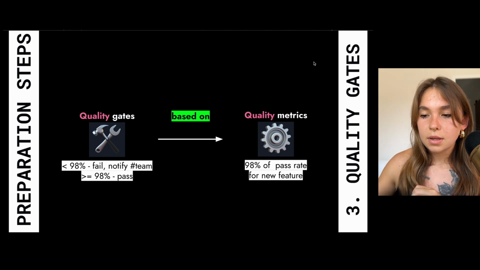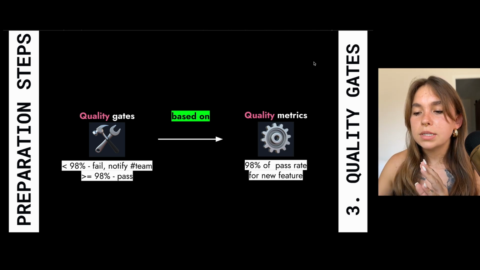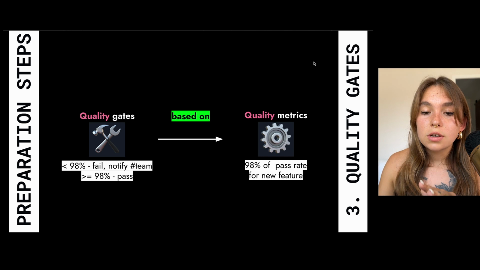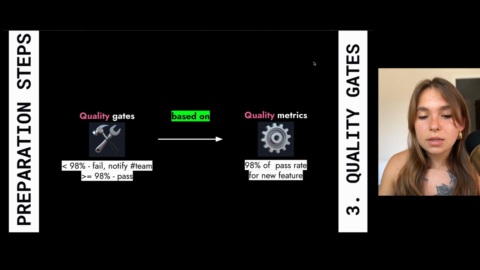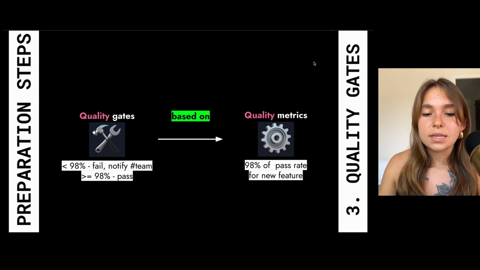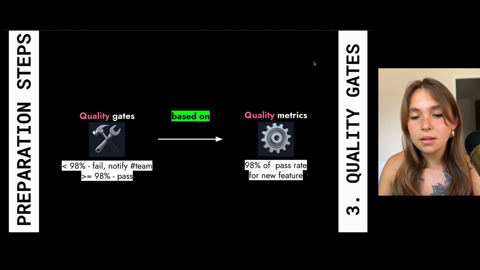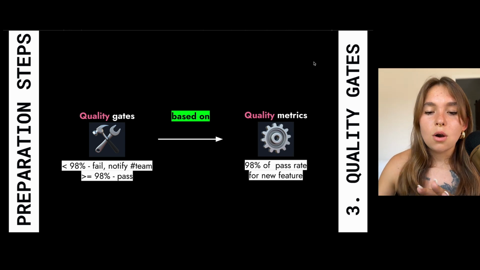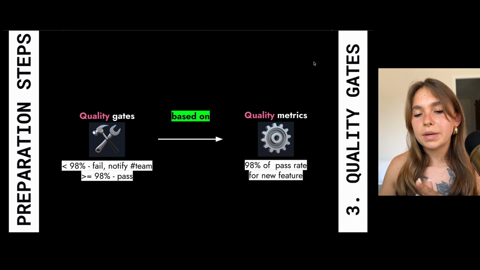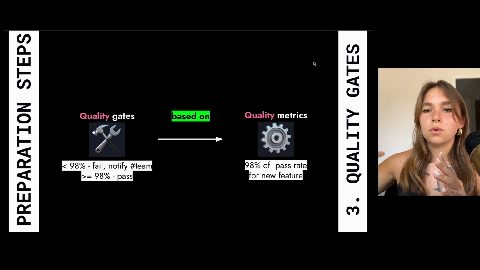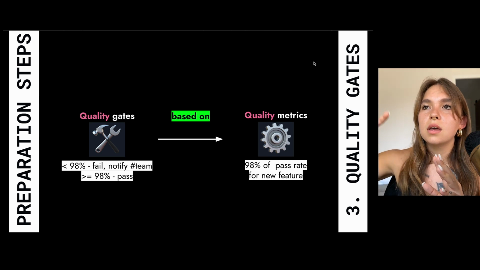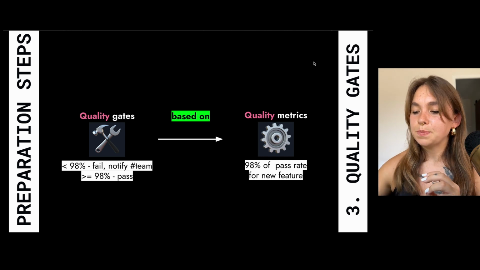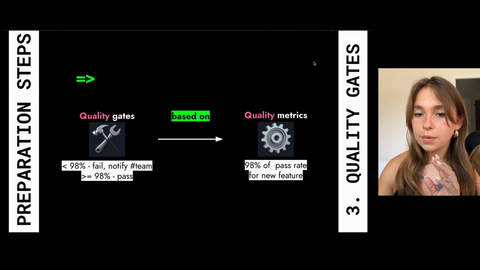So for example, if we have some quality metric like a 98% pass rate for the new feature, the quality gate will be: if this metric is less than 98%, we fail and notify some channel. Or if it's higher, we pass and we can go to the next process. So in our map, you remember, it would be like you add and then release.